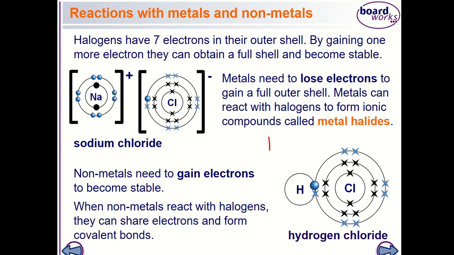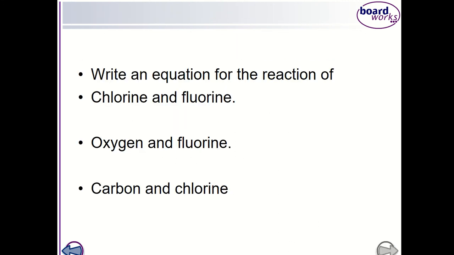Okay, so we can represent it just as H, single bond, Cl, where we have 1 pair of electrons. Okay, so if you could pause the video now, guys, and write some balanced symbol equations for the reactions that I've put on the board there. And I'll put the answers up, and then you can check them.